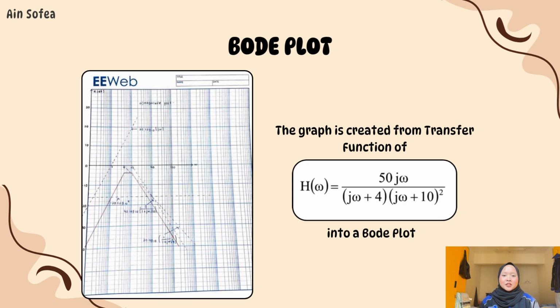This is how we sketch the Bode plot, by identifying where the slope changes and by how much based on the components of the transfer function.